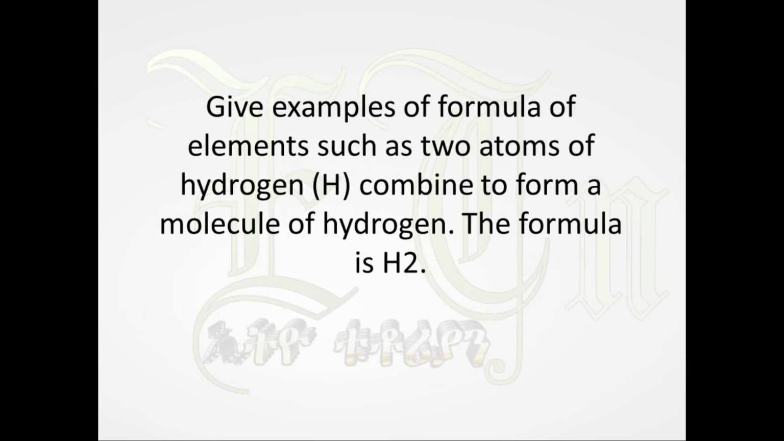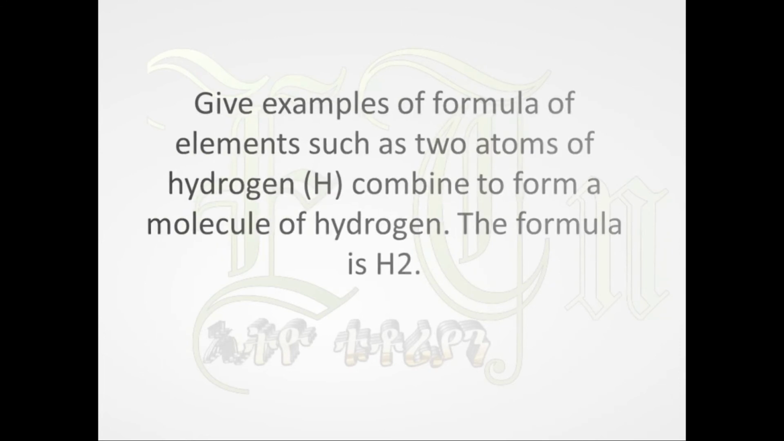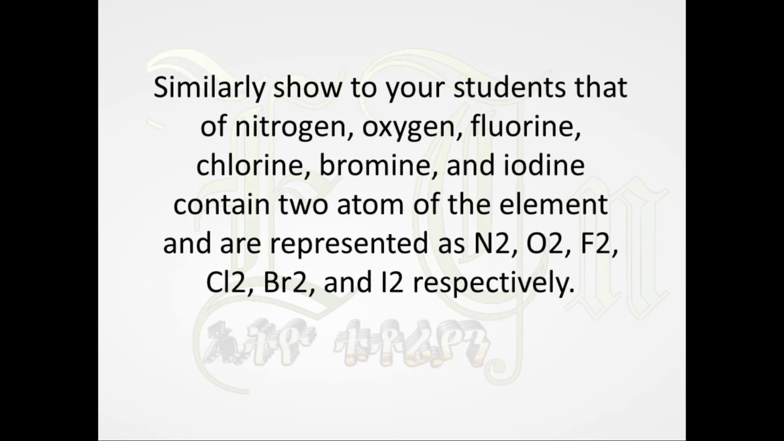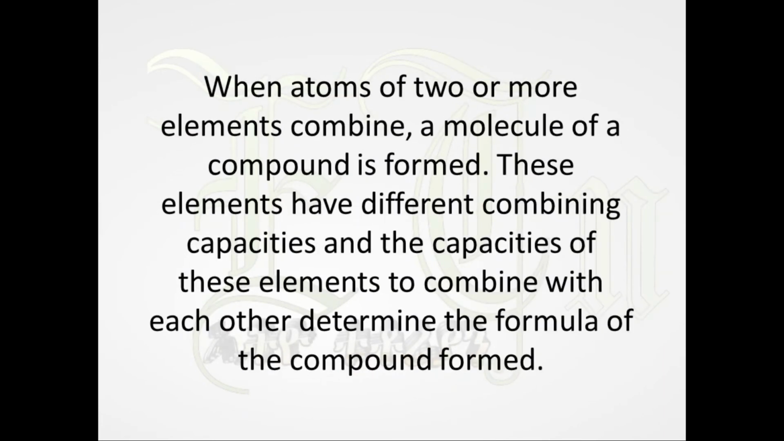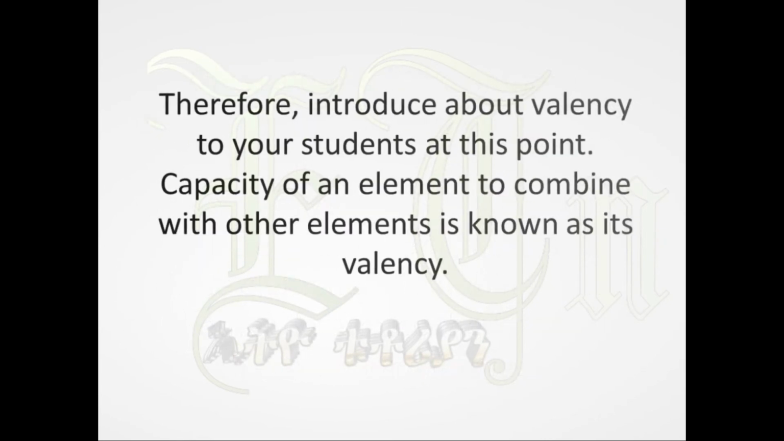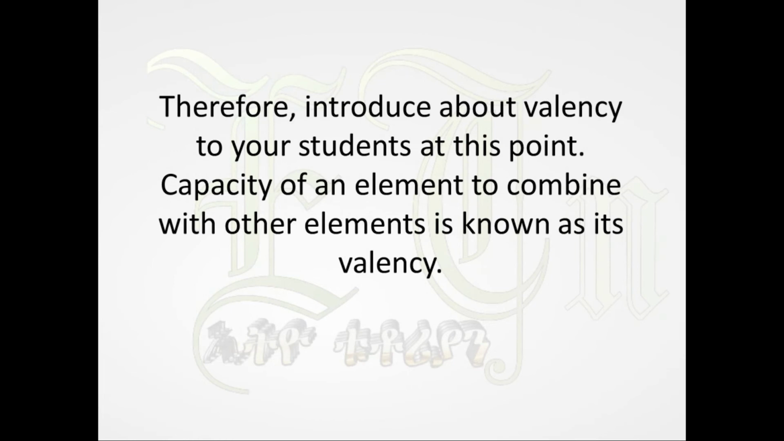Give examples of formulas of elements, such as 2 atoms of hydrogen, H, combined to form a molecule of hydrogen. The formula is H2. Similarly, show your students that nitrogen, oxygen, fluorine, chlorine, bromine, and iodine contain 2 atoms of the element, and are represented as N2, O2, F2, Cl2, Br2, and I2 respectively. When atoms of two or more elements combine, a molecule of a compound is formed. These elements have different combining capacities, and the capacities of these elements to combine with each other determine the formula of the compound formed. Therefore, introduce valency to your students at this point.